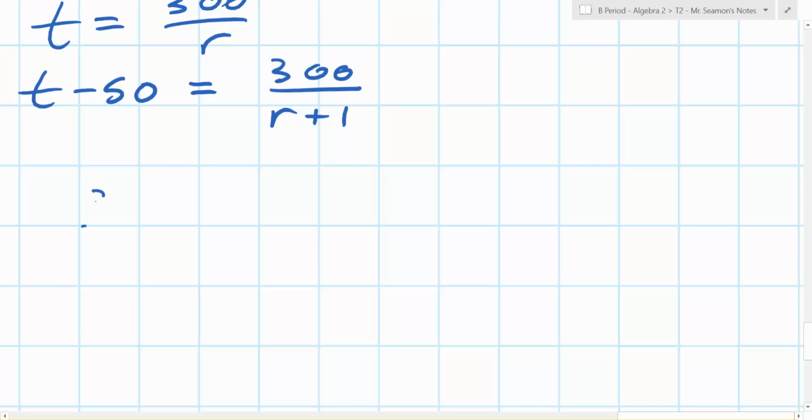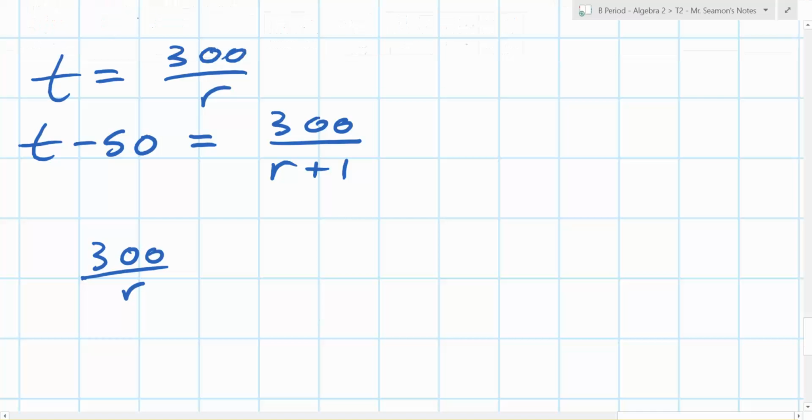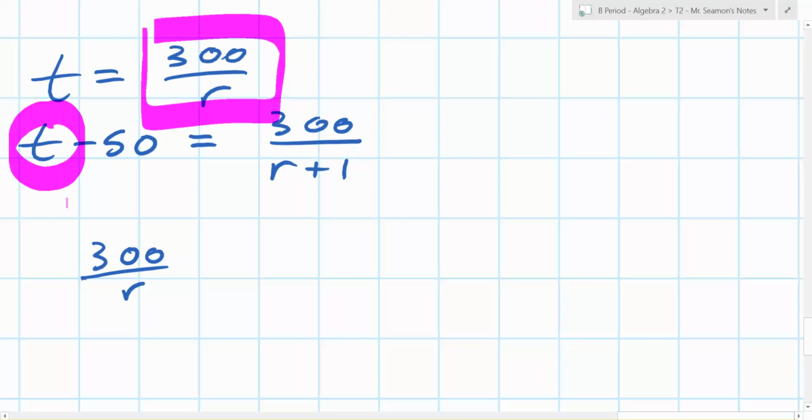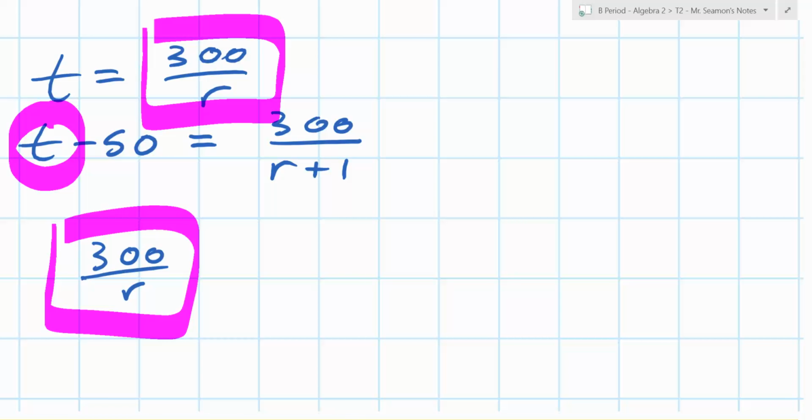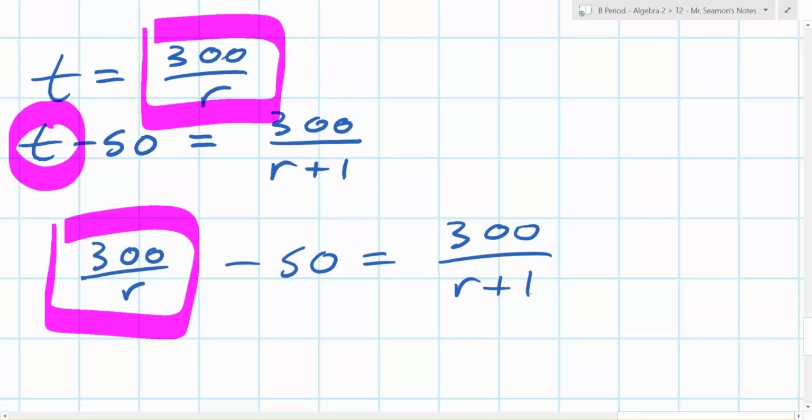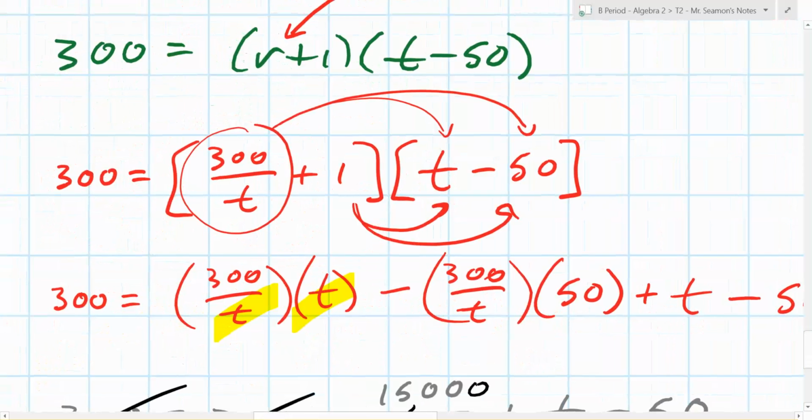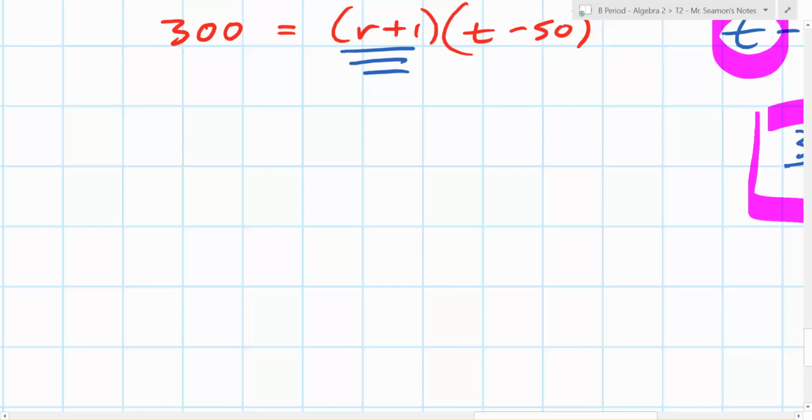So you get 300 over r. Just to be clear, everybody, this right here, where did it go? This is all the same, right? But what do we still have left? Minus 50 is equal to 300 over r plus 1. All of this work we did before is fine, but it's not super easy. Let's go back over here and look at this.